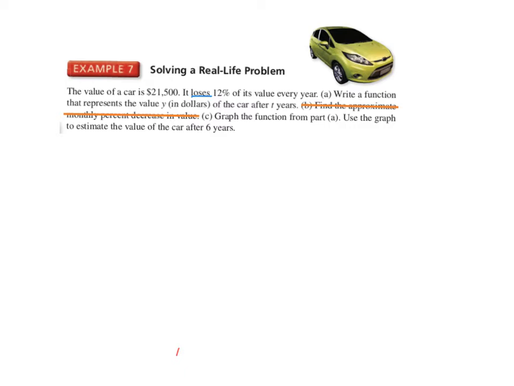So what we're going to need to do is first write a function that represents the value of the car after t years, graph it, and then estimate what the value of the car is after 6 years. So the first thing I'm going to do is write out just our generic equation. So a parentheses 1 minus r to the t. So our starting amount is our a value. So it says that the value of the car is 21,500. So okay, we're starting with 21,500 for our a. So I'm going to start my equation with 21,500.